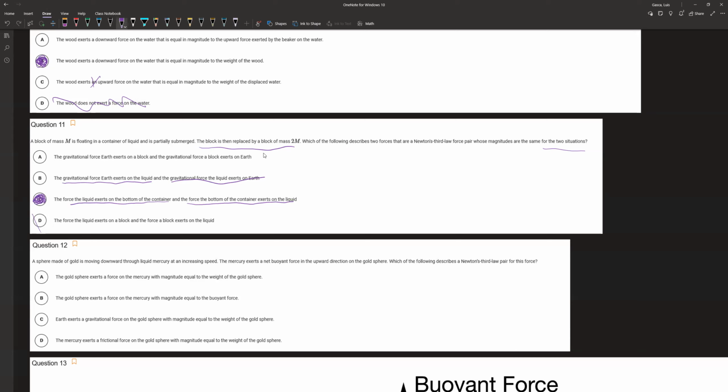The force the liquid exerts on a block and the force the block exerts on the liquid. So this one, actually, you know what? Let me check. Let me make sure it's not D. I wouldn't be surprised because D also sounds good. Let me see here. Sorry about that. Let me just take some time here. And this is question 11. And the answer is, oh, shoot, I was wrong. Yeah, B is correct. I'm sorry.